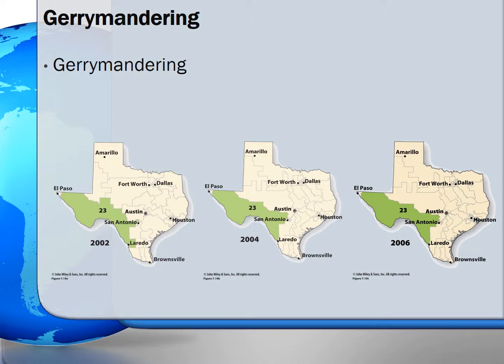Legislators are well aware of this, and as a result, this process regularly raises concerns about gerrymandering. Gerrymandering is the process of manipulating voting district boundaries to give an advantage to a particular political party or group. Today, gerrymandering is prohibited by the Voting Rights Act, which was amended in the 1980s. The amendment also supported the creation of majority-minority districts where minority group members form the majority in order to improve minority representation. The maps of Texas show the 23rd Congressional District in 2002, 2004, and 2006.